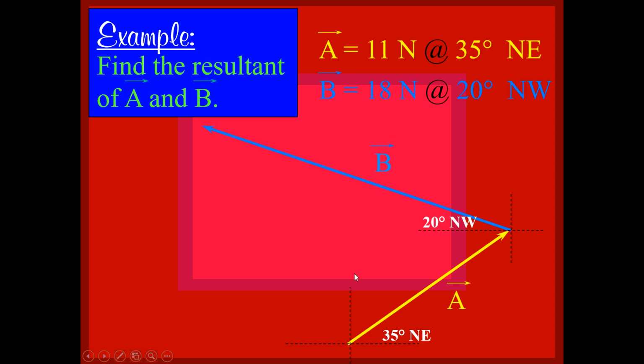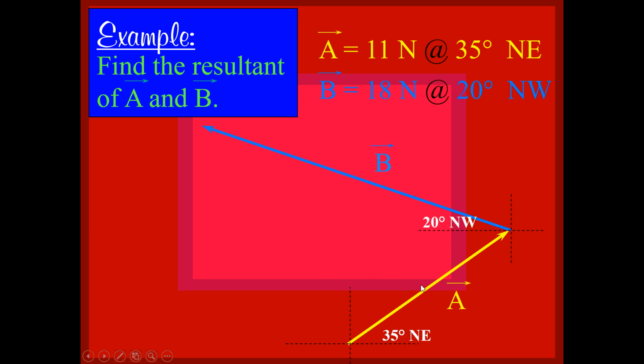So here we draw the first vector, and notice that the second vector must begin at the head of the last one, and go here. If that's 11 centimeters, then you would have to draw this one 18 centimeters. 20 degrees northwest, you can do it vaguely if you don't use your protractor for now. You can practice using your protractor another time if you like.